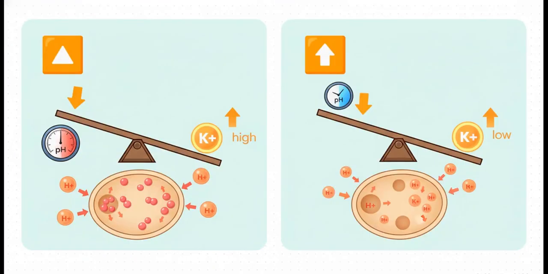But here's where it gets really interesting. These villains all have a secret attack, and it involves potassium. Just imagine a seesaw. In acidosis, the body shoves hydrogen ions into cells to hide them. But to do that, it has to kick potassium out. The result? High potassium, or hyperkalemia. And in alkalosis, the exact opposite happens, leading to low potassium or hypokalemia.